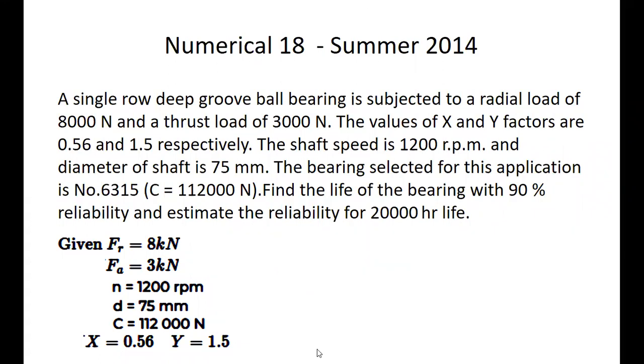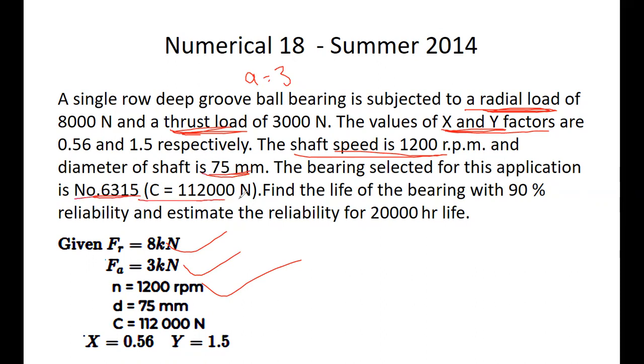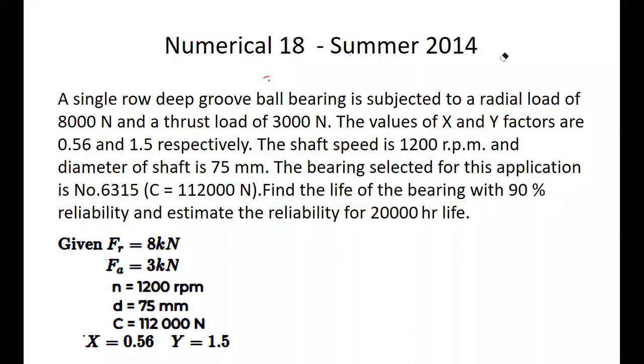Let's go to the 18th numerical, which is single row deep groove ball bearing. Again, A is 3. Subjected to radial load FR and thrust load FA. X and Y factors are already given. Shaft speed N is given. Diameter of shaft is given. The bearing number is given, and in front of that bearing number C is also given. You have to find out the life of bearing with 90% reliability. Estimate the reliability for 20,000 hours of life.